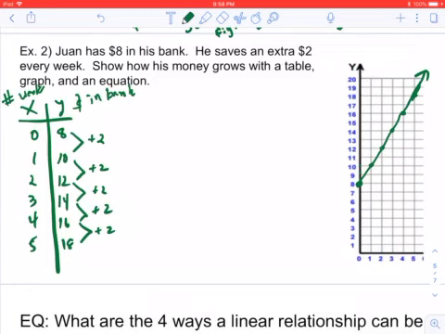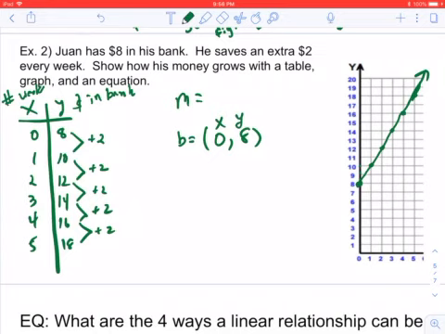Okay, so what's our slope and what's our y-intercept? Let's do our y-intercept first. So our starting amount, (0, 8). So that means when we're at week 0, we have $8 in the bank.